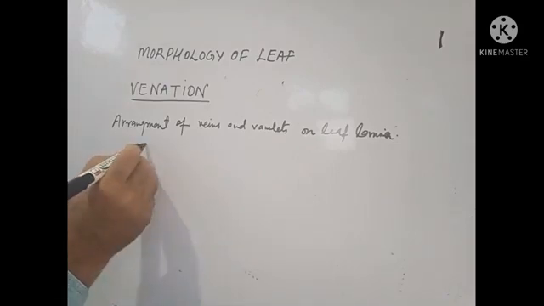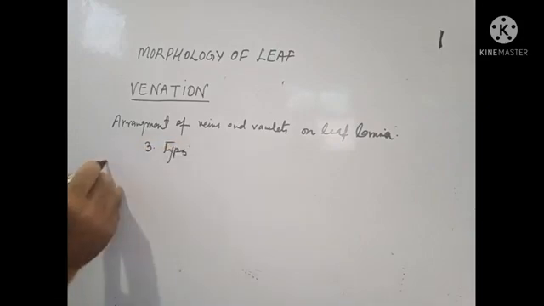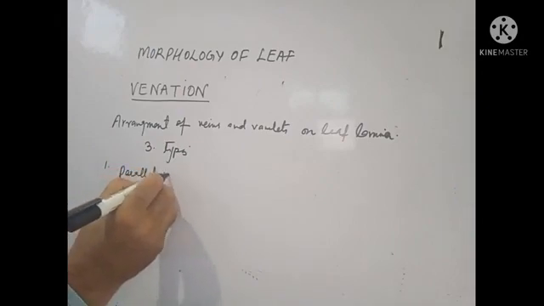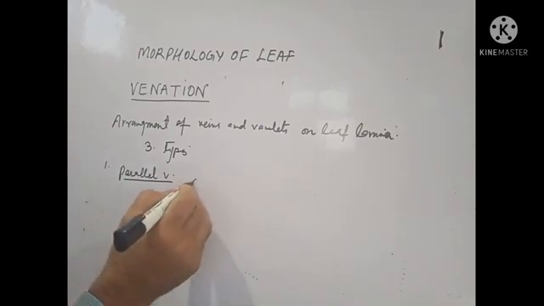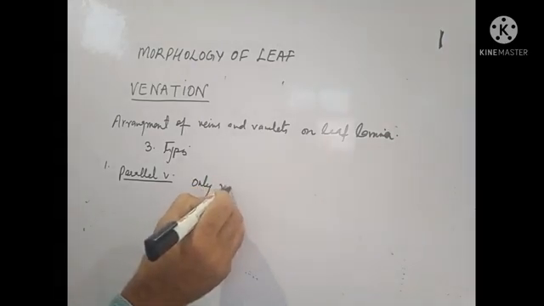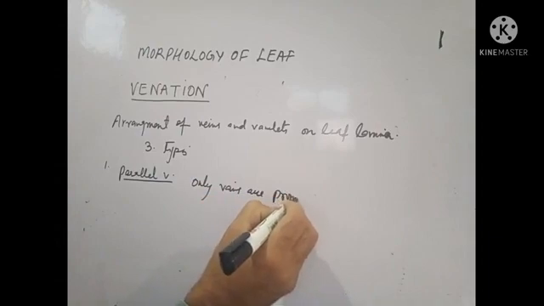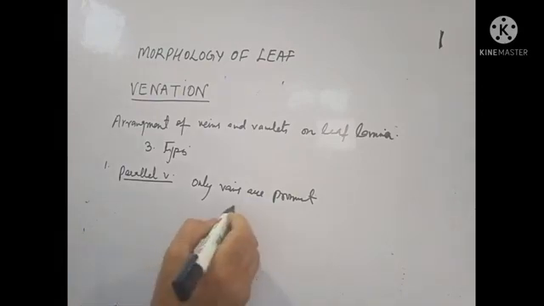There are three types of venation. Number first is parallel venation. Here only veins are prominent. This type of venation is found in monocots.